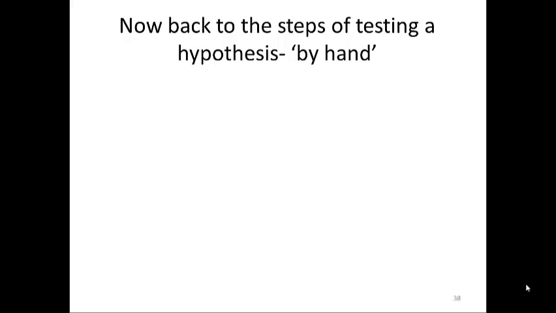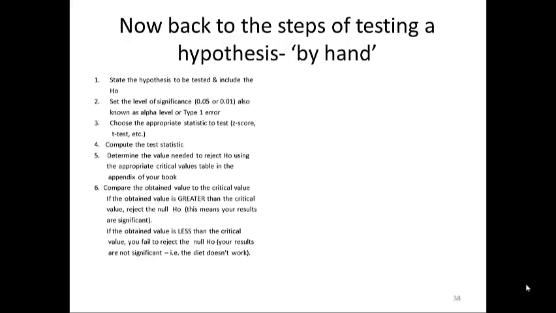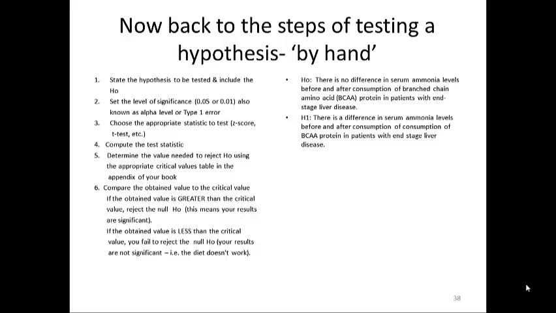Now back to the steps of testing a hypothesis by hand. Remember what those 6 steps were. So we state there is no difference in serum ammonia levels before and after consumption of branched-chain amino acid protein in patients with end-stage liver disease, and our research hypothesis says that there will be a difference. We set our alpha a priori level at 0.05 because we have chosen a non-directional hypothesis, and 0.05 is an acceptable amount of risk that we're willing to take.